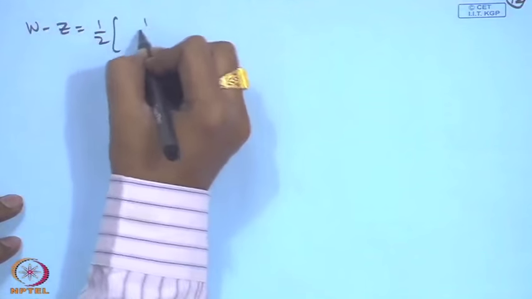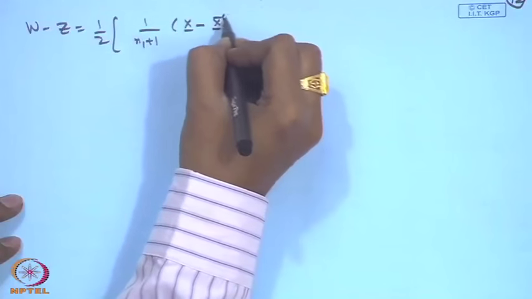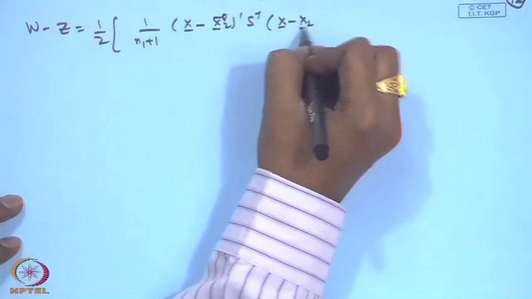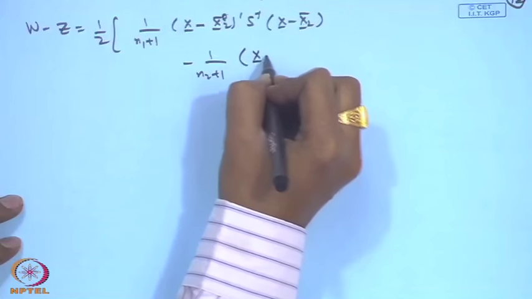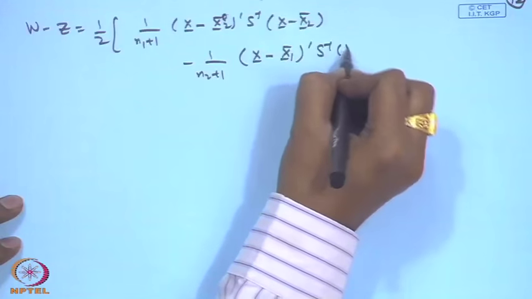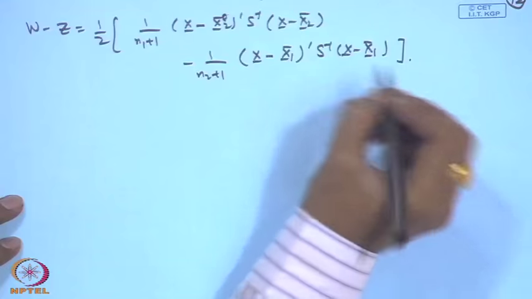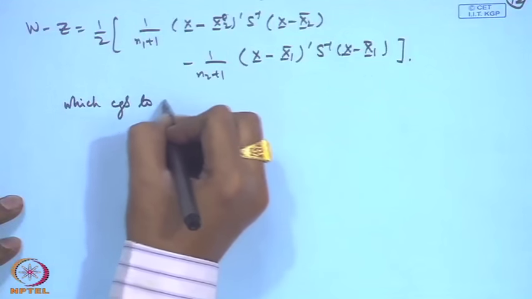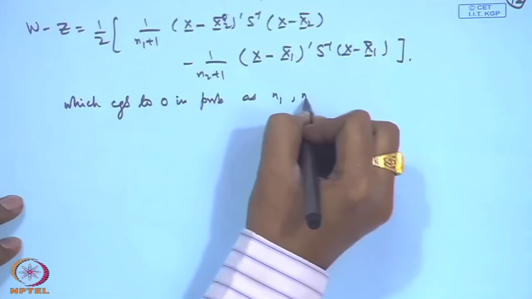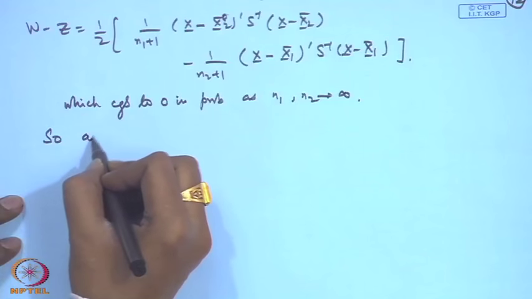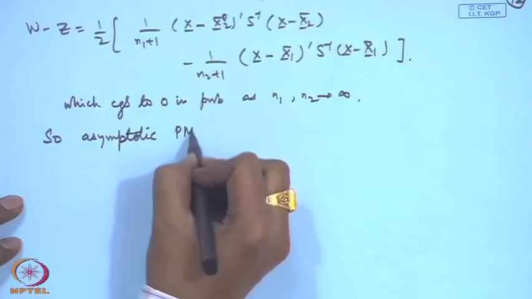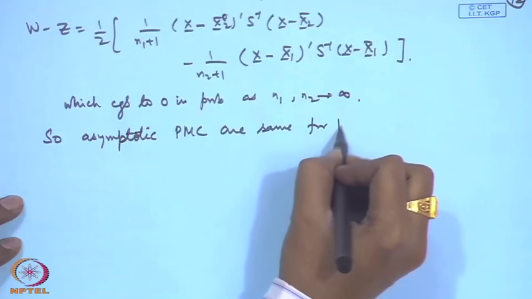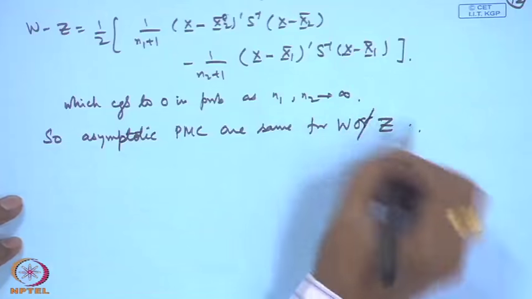So, basically if you look at W and Z here, they are not much different. If you consider W minus Z, then that is simply half of [1 by n1 plus 1 (x minus x2 bar)' S inverse (x minus x2 bar) minus 1 by n2 plus 1 (x minus x1 bar)' S inverse (x minus x1 bar)]. And this basically converges to 0 in probability as n1, n2 tend to infinity. So, the asymptotic probabilities of misclassification are the same for W or Z. That is, whether we consider W or Z, they are almost the same.